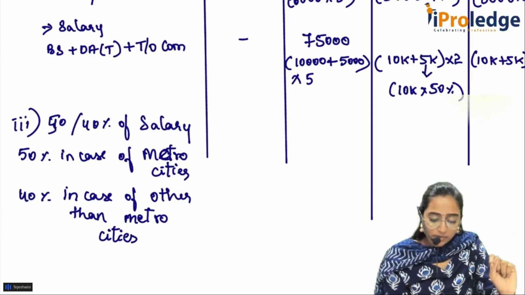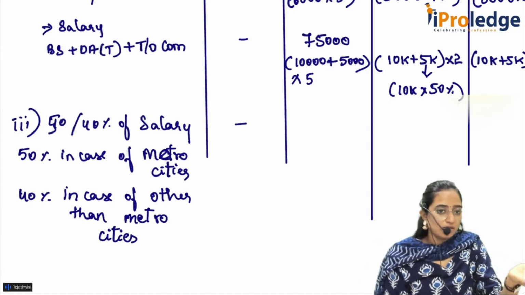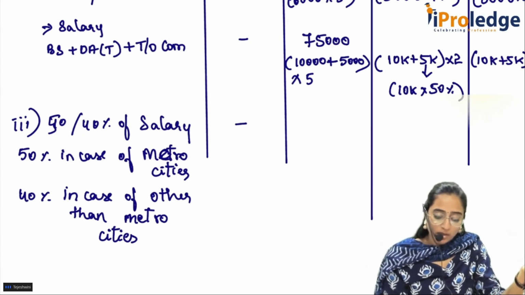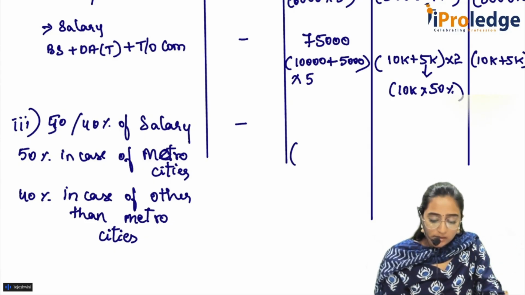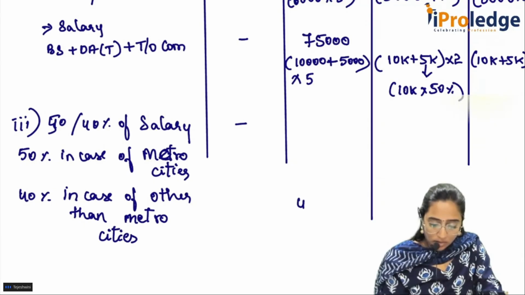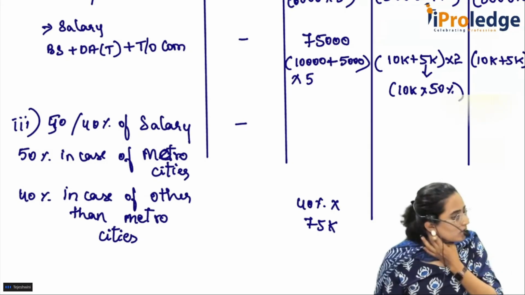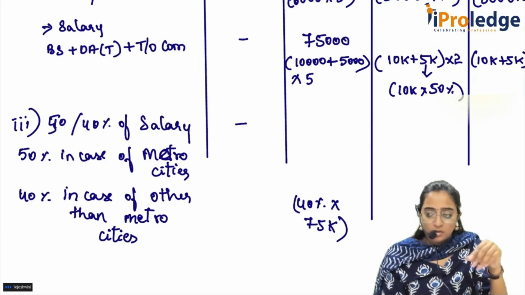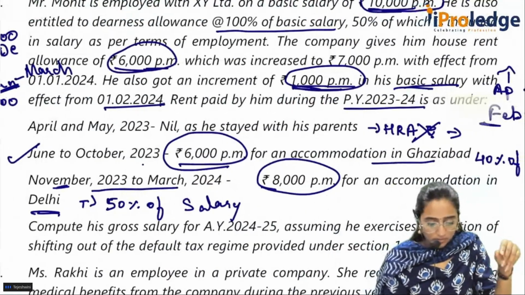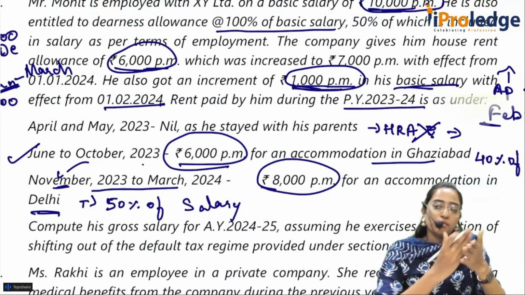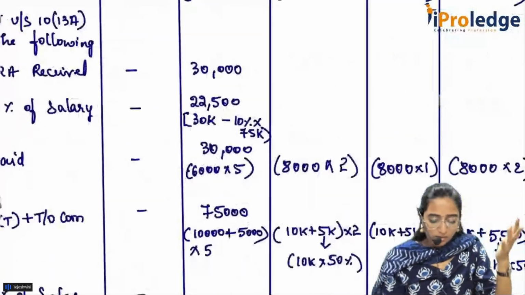Tell me, in case of the first one, do you have anything? No. HRA itself, exemption itself is not available for that. So the first, June to October, that fellow is staying in Ghaziabad. Ghaziabad, is it a metro city? No. So it is going to be considered as 40% of salary. Salary is already computed, 75,000. Done. The next calculation would be, that fellow is staying in Delhi from November to March. So going forward, everywhere you are going to consider 50% of the salary.